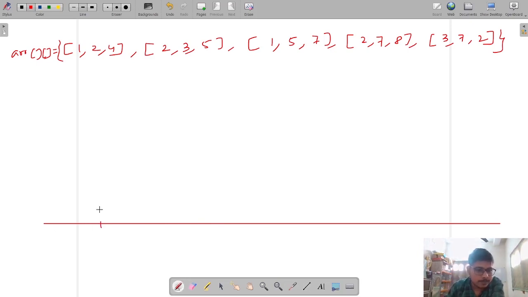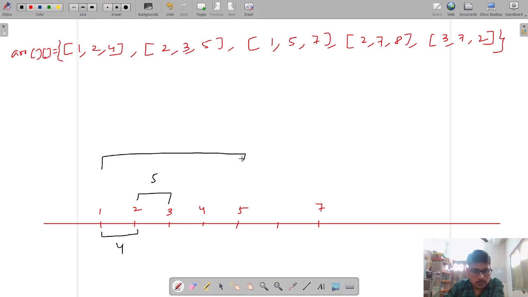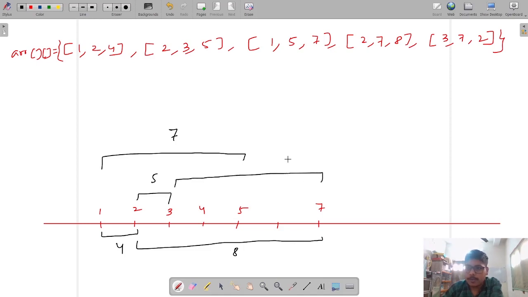So here is my 1, here is my 2, 3, 4, 5, 6, 7. Okay, this is enough. From 1 to 2, I am having a profit of 4. From 2 to 3, I am having a profit of 5. From 1 to 5, I am having a profit of 7. From 2 to 7, I am having a profit of 8. And from 3 to 7, I am having a profit of 2.